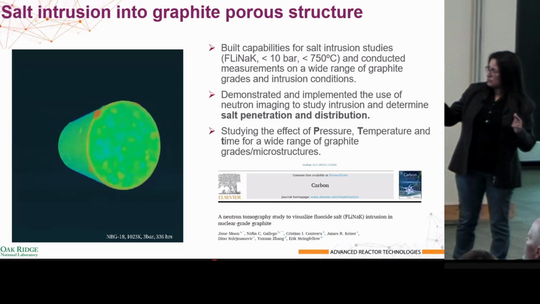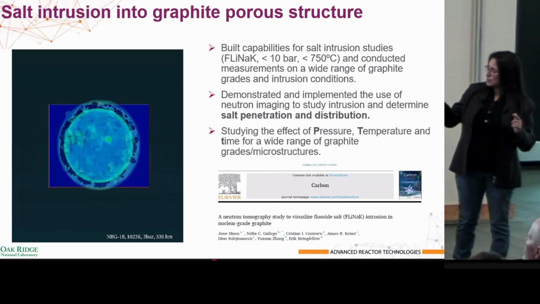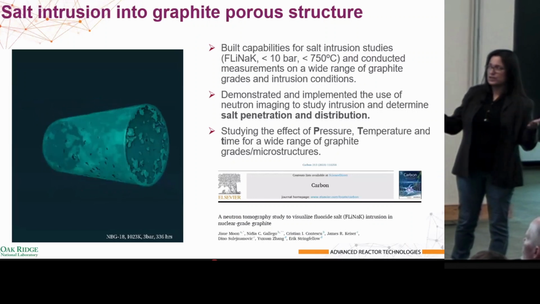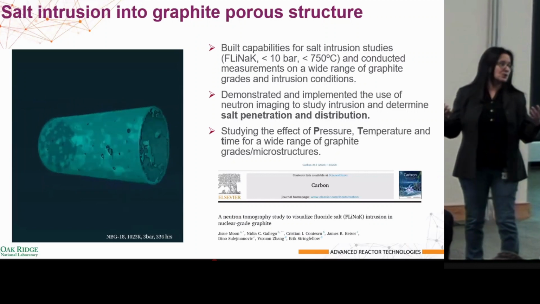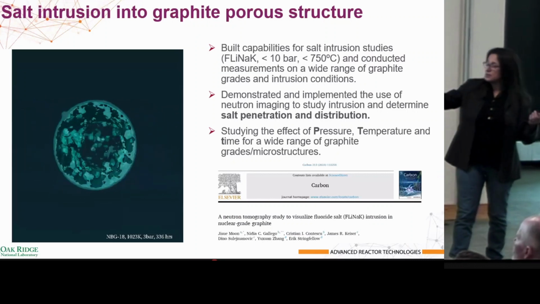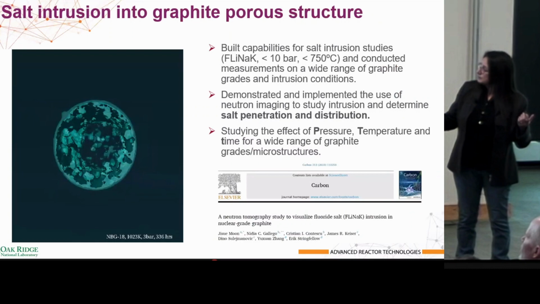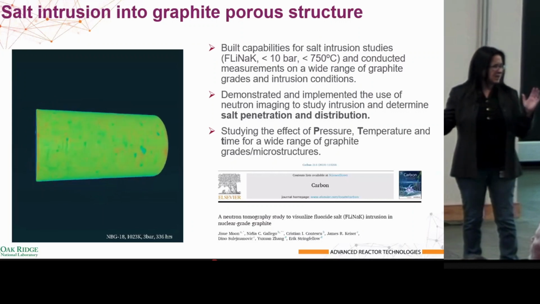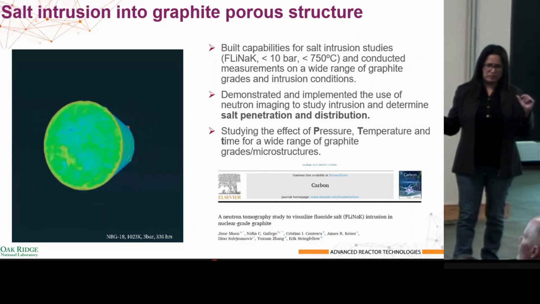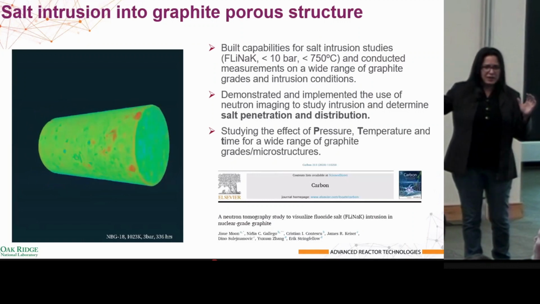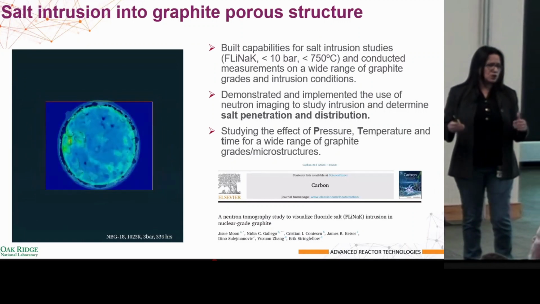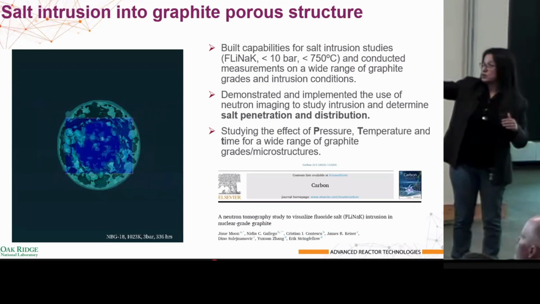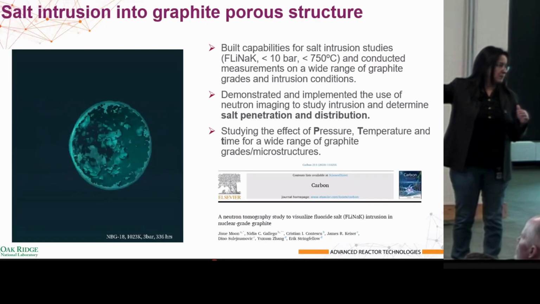This is a 3D rendering of a sample exposed to salt. We can subtract the sample before it's exposed to salt, and we can see where the salt is going into that graphite sample. The particular sample that I just showed is about 10 millimeters in diameter by 20 millimeters high. How that salt distributes is going to be a function of your intrusion conditions, pressure, temperature, and time, and also graphite grade. Not all graphite grades are going to see that much salt going into them.